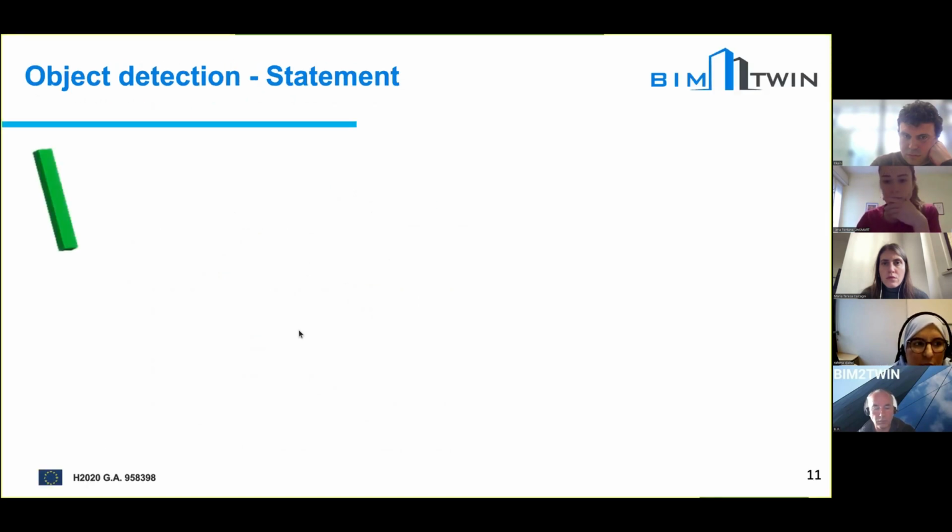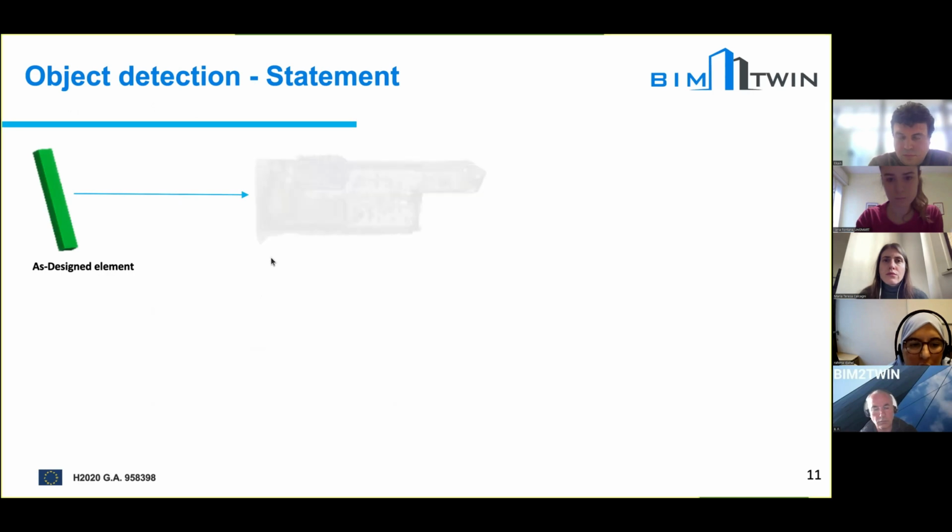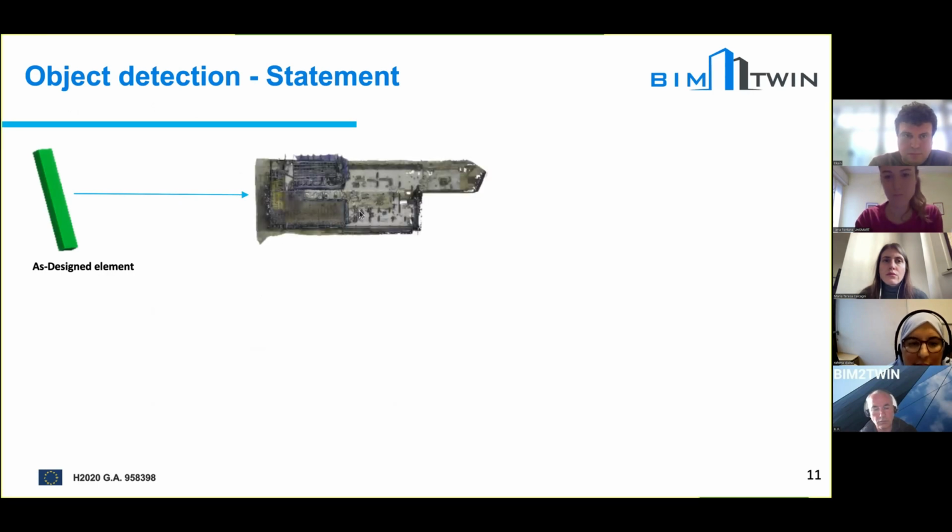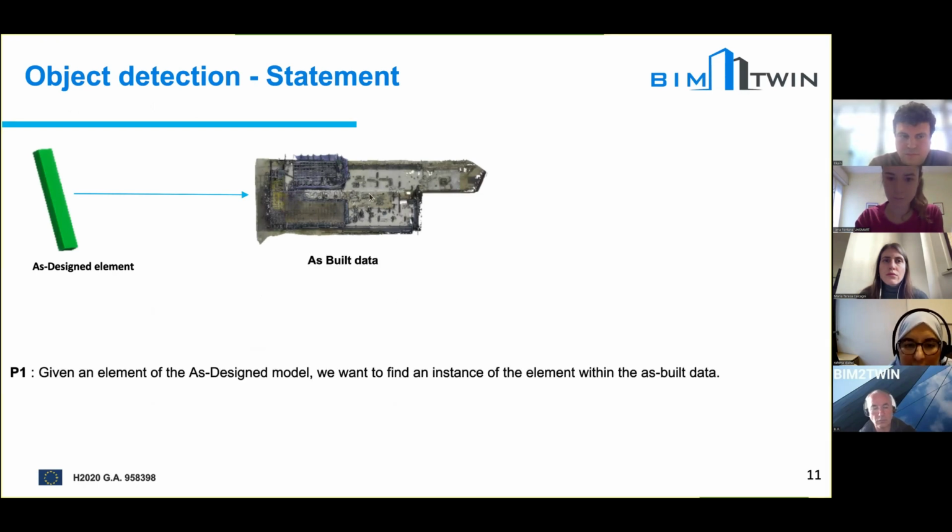So to explain more about object detection based on the 3D point cloud, we will start with the as-designed element. The as-designed element is an element extracted from the BIM model corresponding to the construction site. Given the as-designed element, we need to find an instance of this element in the as-built data, or the 3D point cloud corresponding to the construction site.